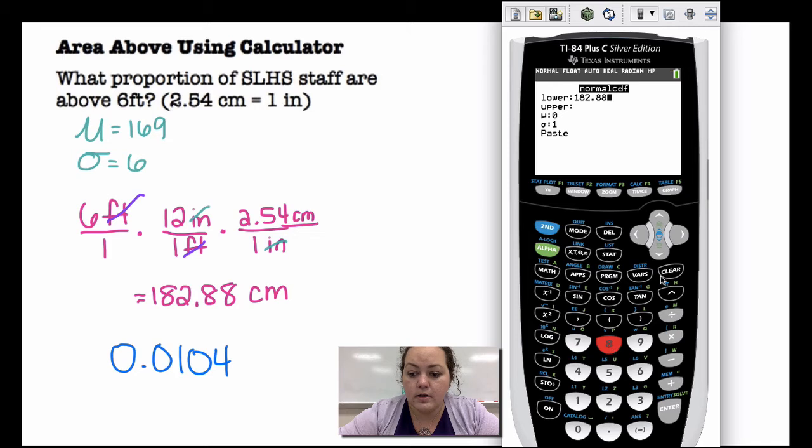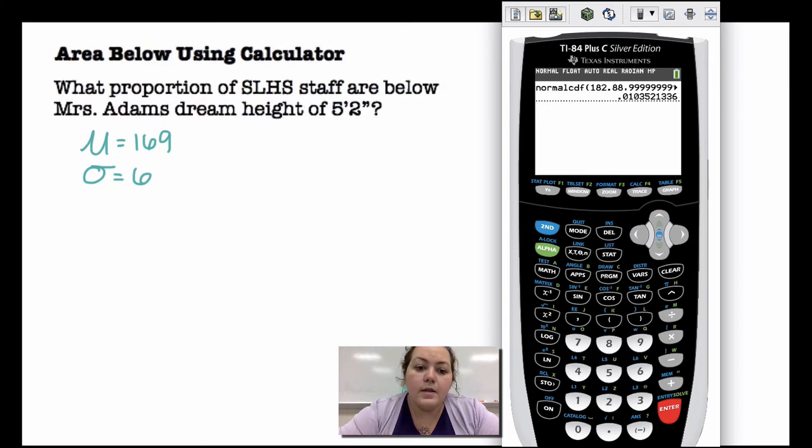182.88 centimeters. My upper value is going to be infinity, but I can't put infinity in the calculator. I'm just going to put a lot of 9s. My mean was 169, and my standard deviation was 6. I'm going to hit paste, and paste again, and I get 0.01035, which is my answer. So 1.04%.